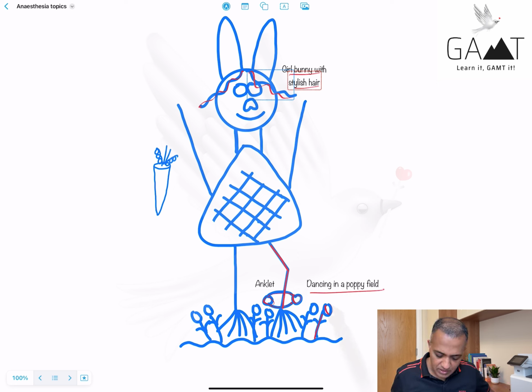So this is the poppies in the poppy field, and this is the floor of the field, which is a little bit uneven because it's a poppy field. And you have a nice carrot here by the side. Bunnies love carrots, I hope.